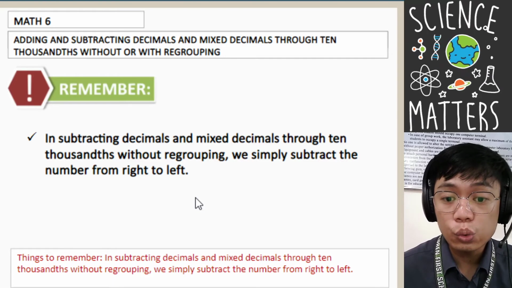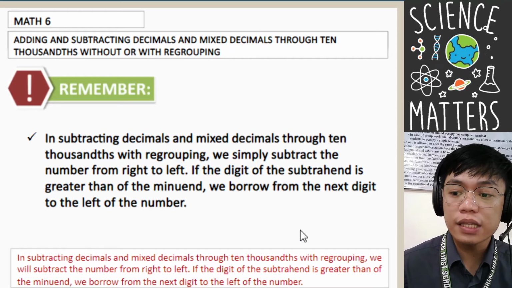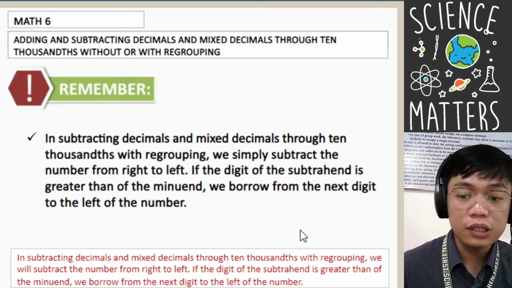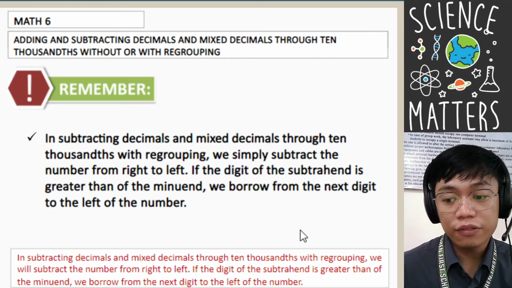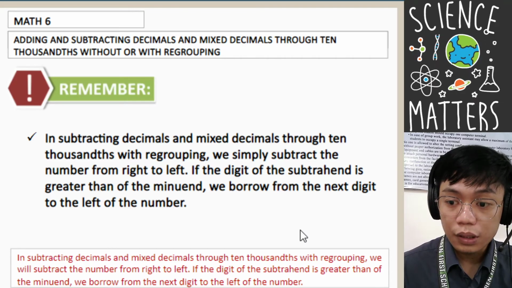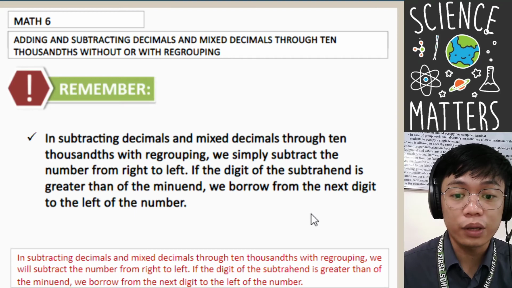Remember that in subtracting decimals and mixed decimals through ten thousands without regrouping, we will simply subtract numbers from right to left. Then, in subtracting decimals and mixed decimals through ten thousands with regrouping, we simply subtract the numbers from right to left. If the digit of the subtrahend is greater than the minuend, we borrow from the next digit to the left of the number, just like we did.